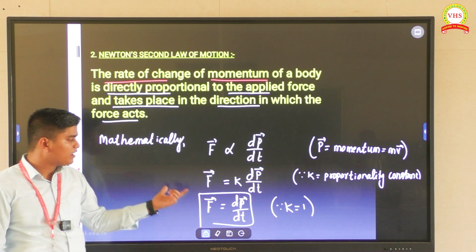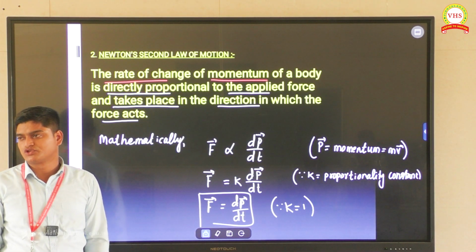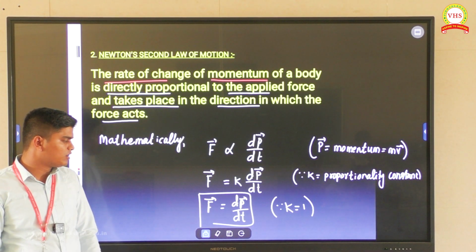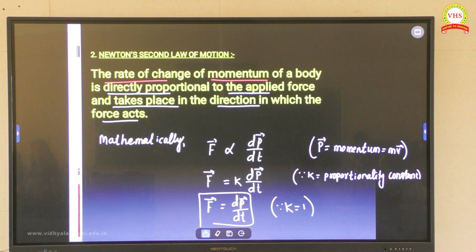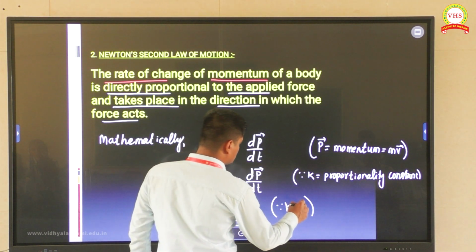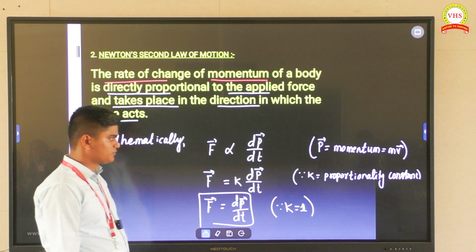So the direct mathematical formula, or the definition of force, is given by Newton's second law of motion. Very important law, try to understand: F equals dp by dt. Write it down, everyone. Simply remember, the rate of change of momentum of a body is directly proportional to the applied force. That is your second law. With k equal to 1, F becomes dp by dt.